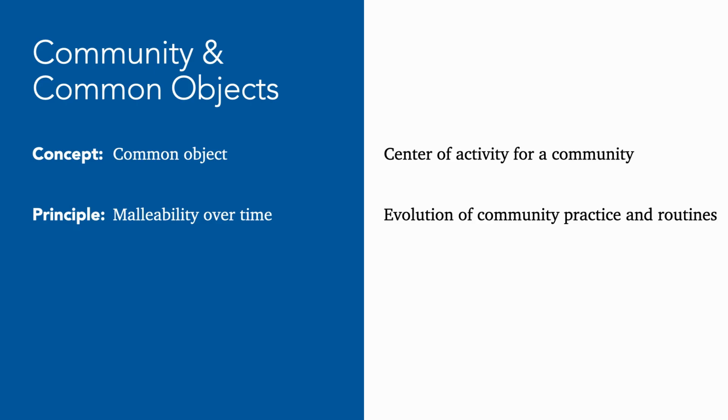The third example of generative theory is community and common objects. A key generative concept is a common object, which acts as the center of activity for a community of people. A key generative principle is malleability over time, which supports the evolution of community practice and routines with respect to common objects over time.